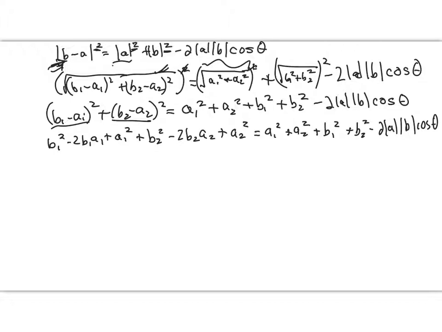Okay, now I can really simplify it. If I subtract A1 squared from both sides, I have one here. I can also subtract A2 squared from both sides. That is over here. I can subtract B1 squared from both sides and B2 squared from both sides.